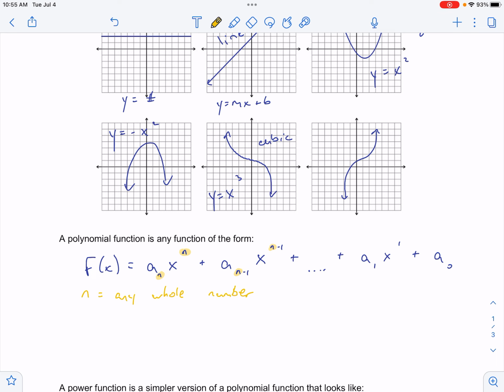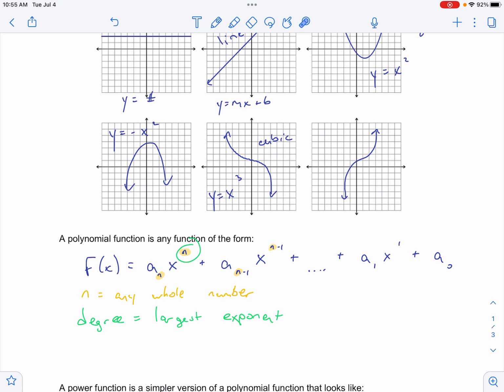A is going to be the coefficient, of any real number here. And then last but not least, another key piece of terminology here is the degree. And recall the degree of this function is just going to be the largest exponent. So in this case, it's going to be n.